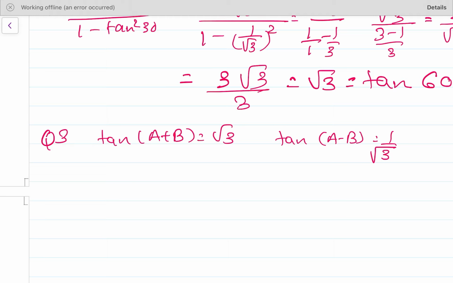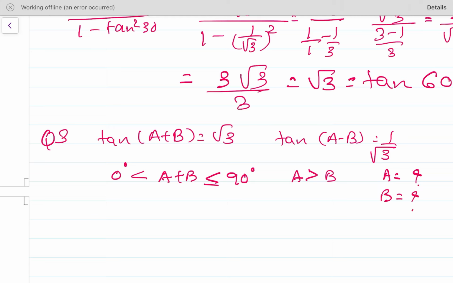So here the condition given to us is 0 less than a plus b less than or equal to 90 degrees and a is greater than b. We have to find a is equal to what and b is equal to what.